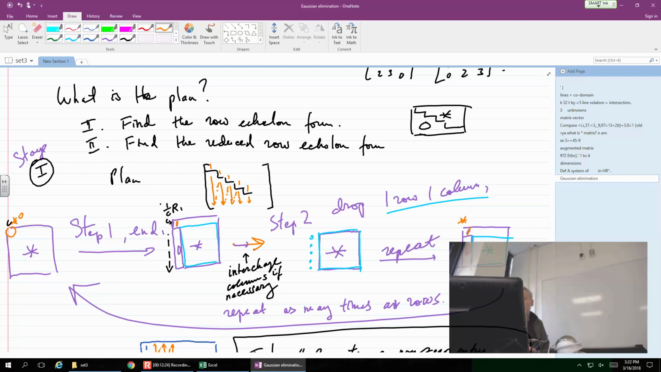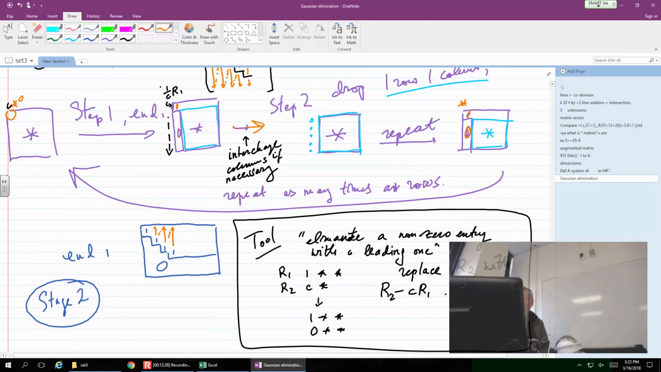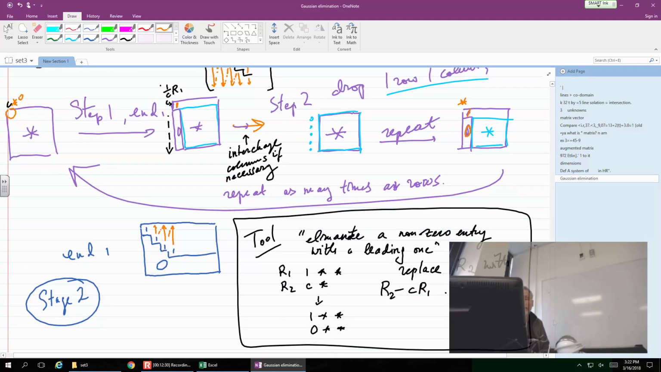Not only do you have a row echelon form, the way we have discussed it is a slightly more convenient row echelon form. The staircase is not exactly one step at a time. You are descending directly, one row per column. So diagonally you're descending. That's what you're going to end up with at the end of stage 1.